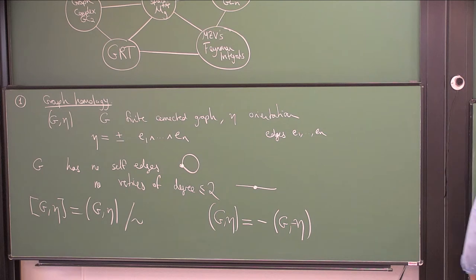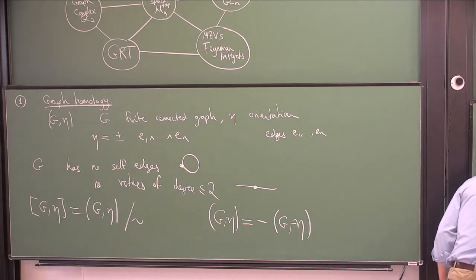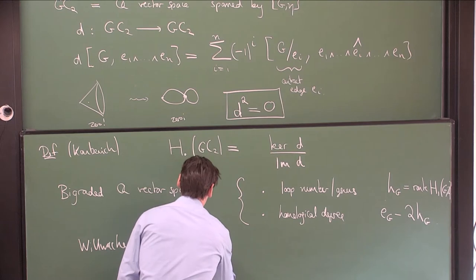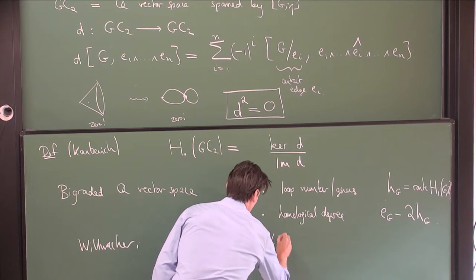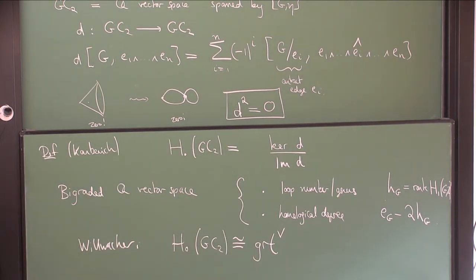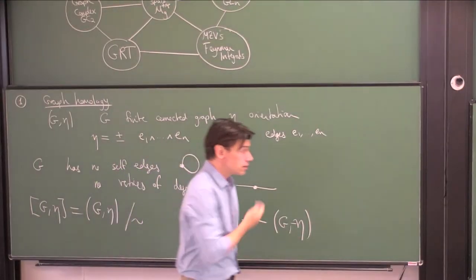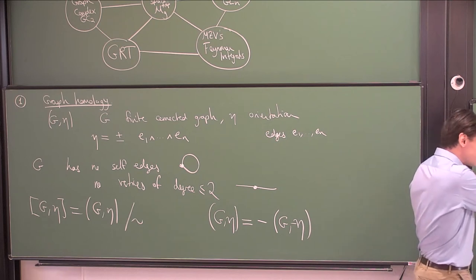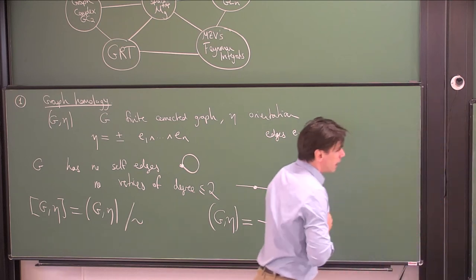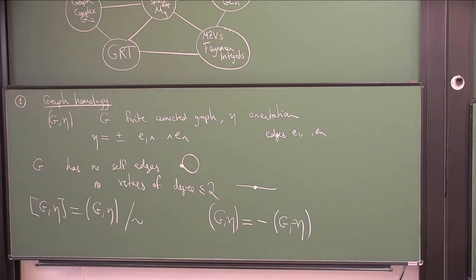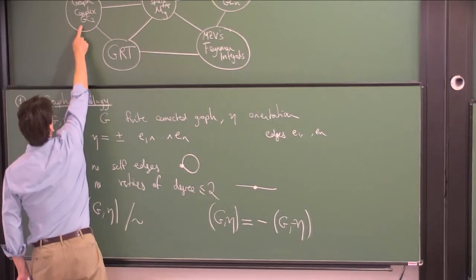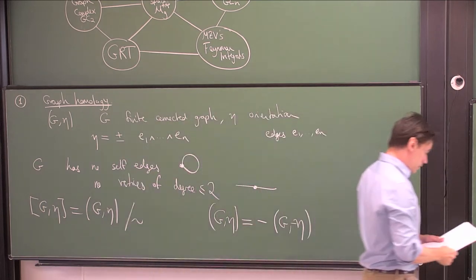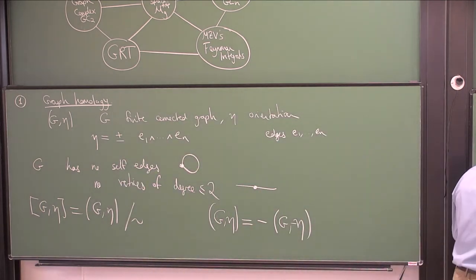An inspiring and important result from us is the beautiful theorem that H0 of GC2 is isomorphic to the dual of the Grothendieck-Teichmüller Lie algebra, which I'm afraid I'm not going to define, since it's in the title of the conference. I would have expected that you've seen it before. Less important is the fact that the negative homology vanishes, but that gives us our first connection between these concepts here.